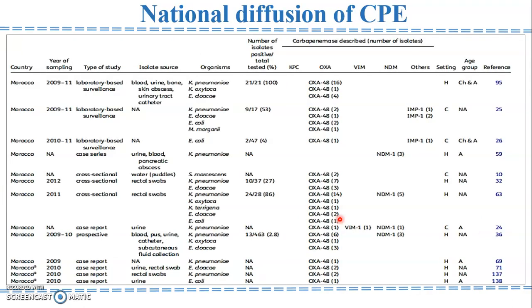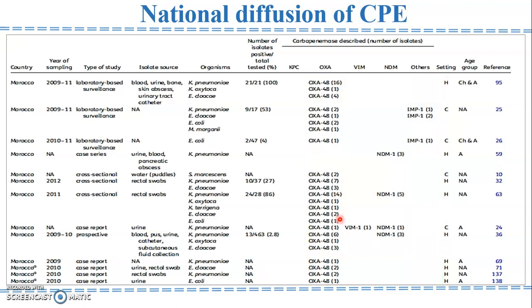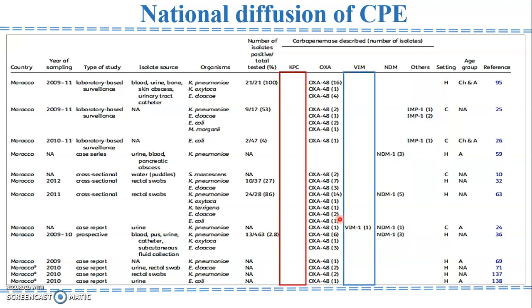At the national level, in the hospital environment, the emergence of CPE was published since 2009 in several cities of Morocco. These studies have shown a wide diffusion of OXA48 genes followed by IMP and NDM, unlike the VIM and KPC genes. However, in the community environment, very few data studies are performed. The CPE detected in this study are among the first community strains isolated in this region.